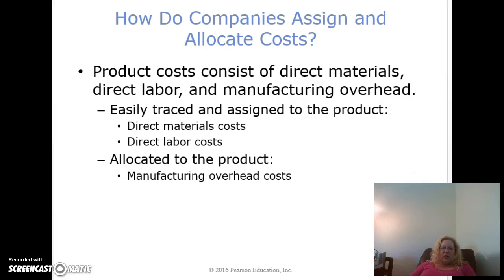Direct material costs and direct labor cost can be easily traced to products, and therefore they are assigned to products. Manufacturing overhead cost, also called indirect costs, cannot be easily traced to products. Manufacturing overhead costs are accumulated in cost pools and then allocated to products. Managers need to know product costs to make planning and controlling decisions.